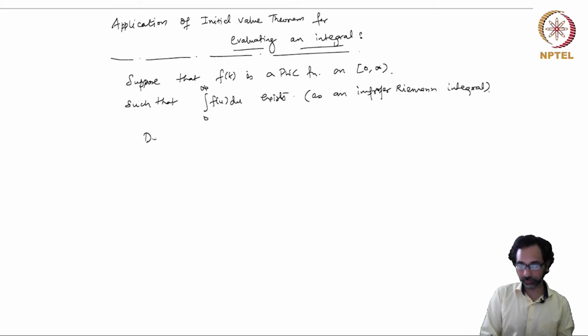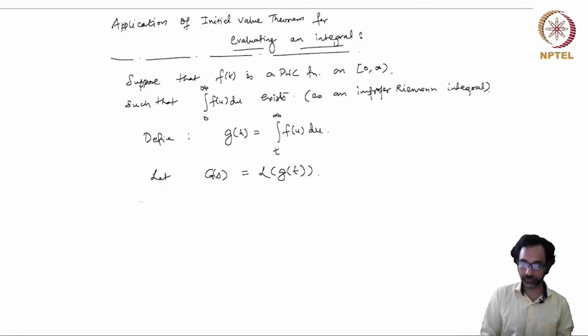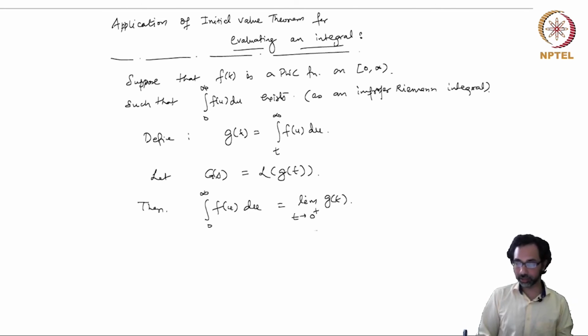Now if we define our function g(t) to be the integral from t to infinity of f(u) du, and let G(s) be the Laplace transform of g(t), then this integral from 0 to infinity of f(u) du, which is nothing but the limit as t tends to 0 plus of g(t), is going to be the limit as s goes to infinity of sG(s) by the initial value theorem.